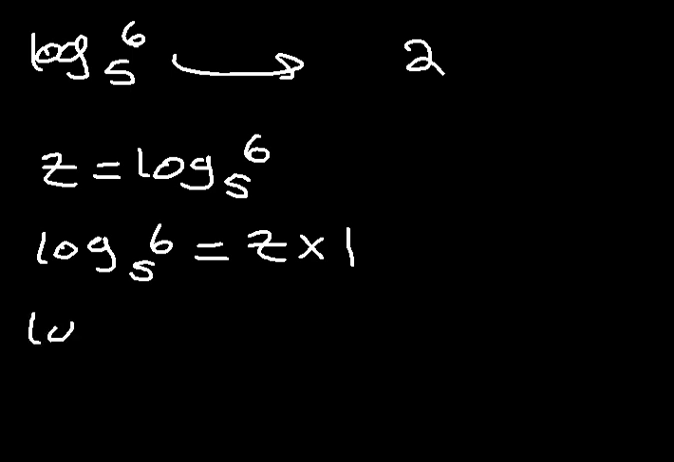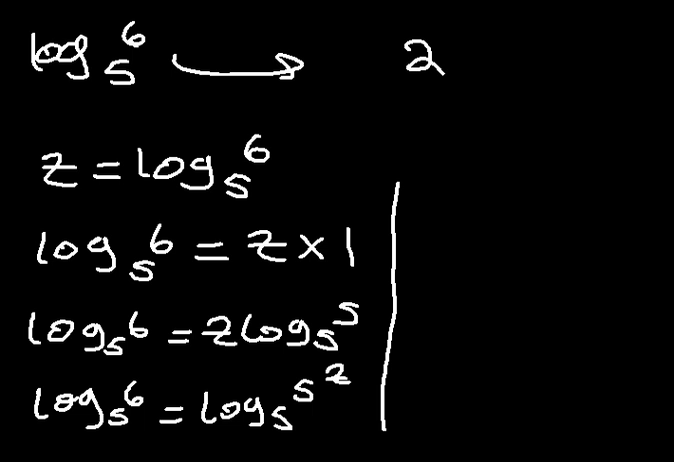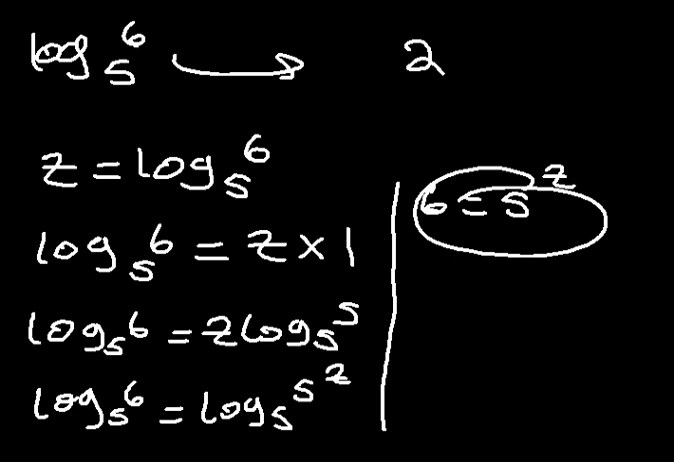Now in this case, we'll have log 5 of 6 equal to z log 5 of 5. So log 5 of 6 is the same as log 5 of 5 to the power z. Now, antilog both sides, and we have 6 equal to 5 to the power z. Now this is the exponential equation or expression.